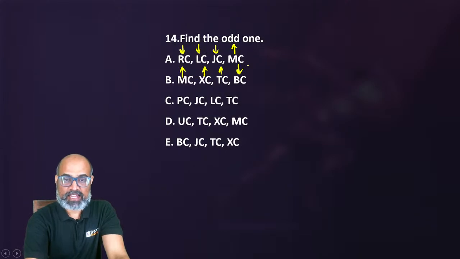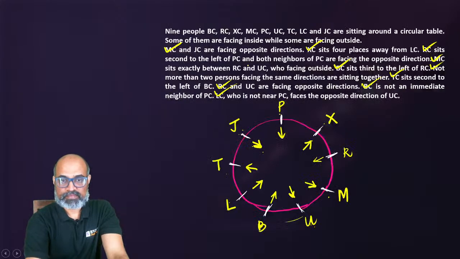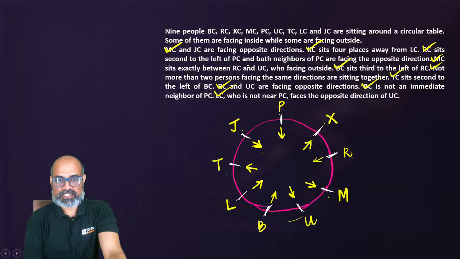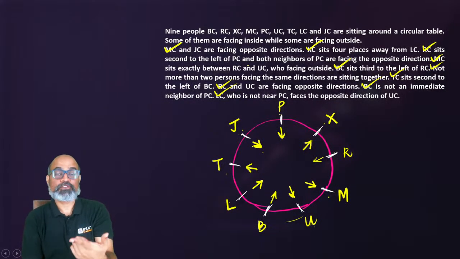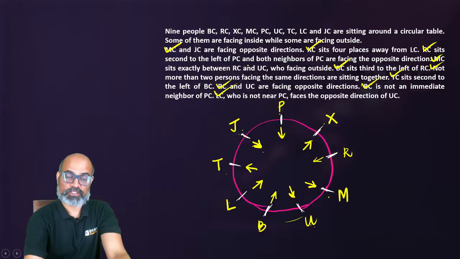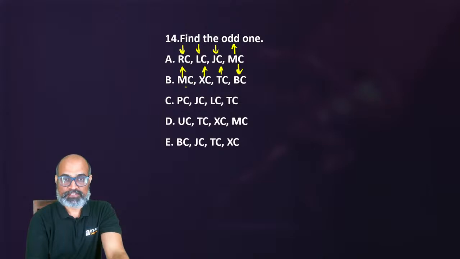P, J, L and T. We have 3 people facing inwards, the first 3, and the last guy facing outwards. So we have P, J, L and T.